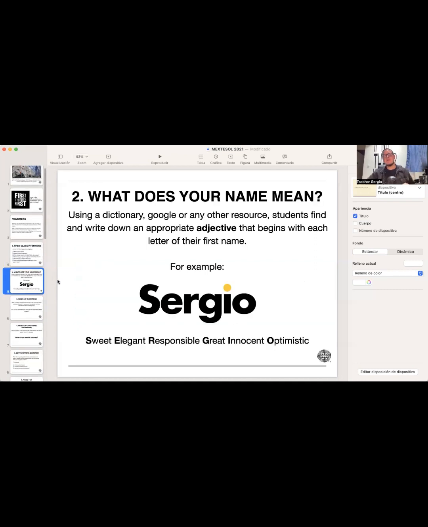Here I have an example of what my name means according to my own perspective. Now, you can use a dictionary, you can use Google, Cambridge Online, whatever works for you. What you are to do is find and write down an appropriate adjective that begins with each letter of your first name, Patty. And we're going to do this. Of course, I'm going to give you probably 1 or 2 minutes to do so. And this is just an example.